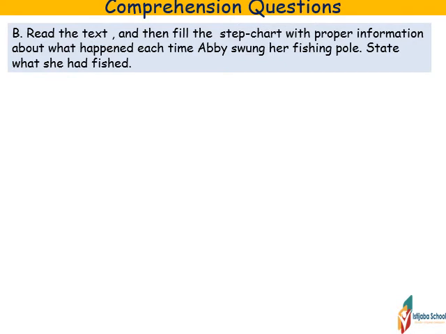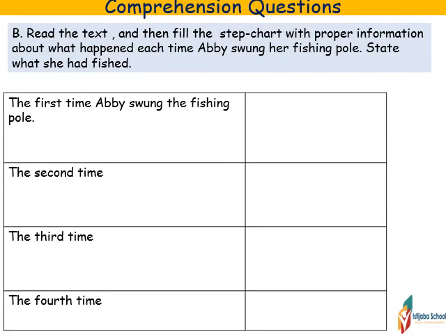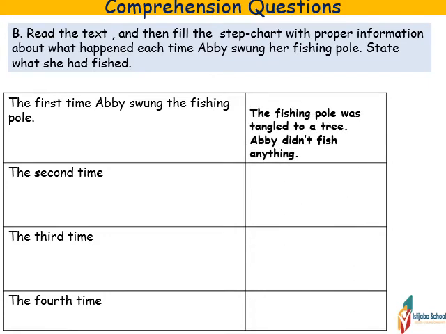Read the text and then fill the step chart with proper information about what happened each time Abby swung her fishing pole. State what she had fished. The first time Abby swung the fishing pole, it was tangled to a tree, so Abby didn't fish anything.